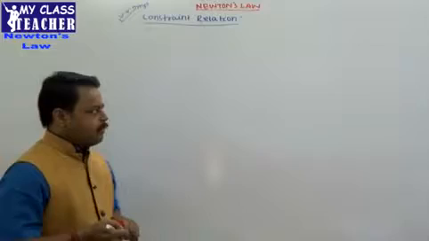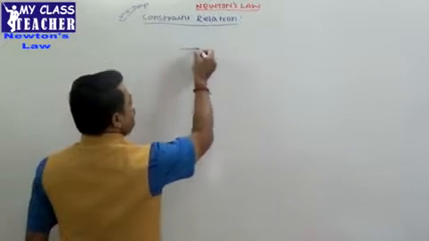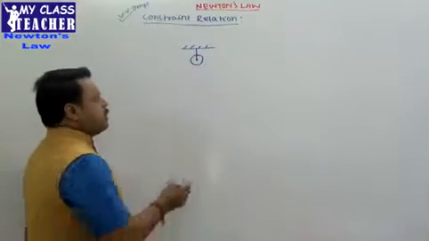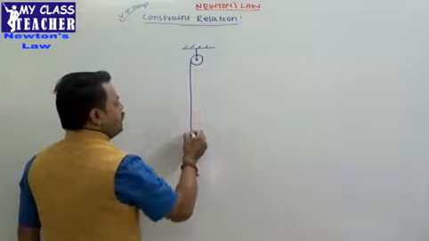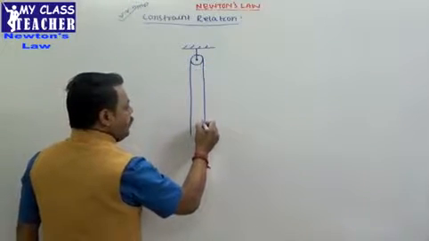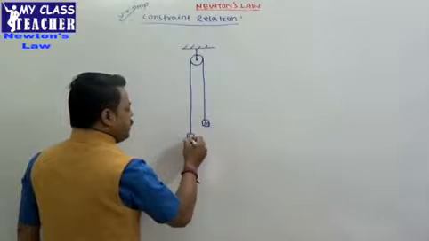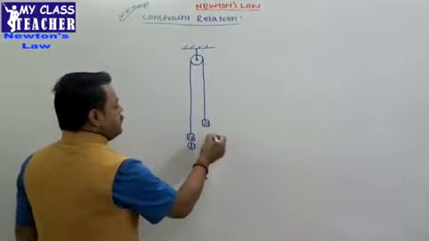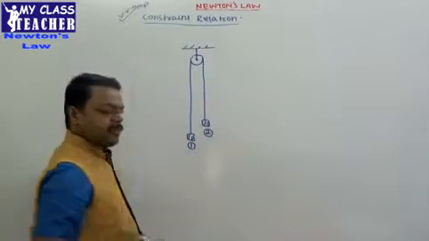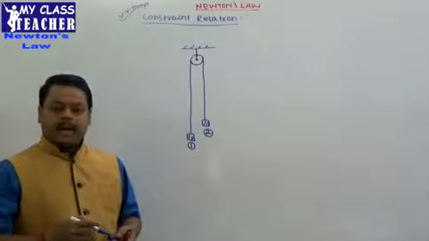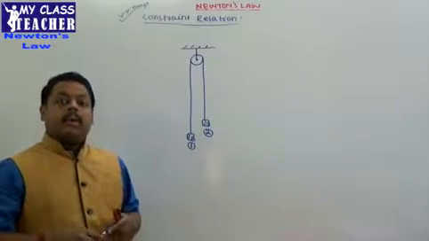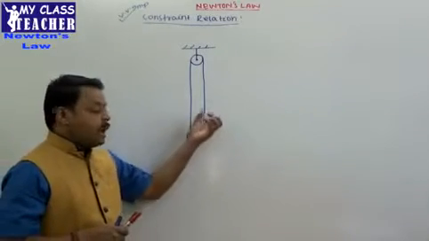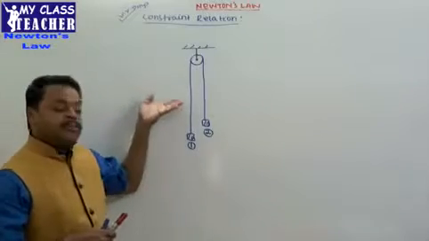I am taking a very simple case, and the simple case is that suppose this is the ceiling here and this is the pulley. Suppose a string is passing over the pulley, and there are two blocks attached. One block is here and another block is here. Suppose this is block number 1 or object number 1, and this is block number 2 or object number 2. Suppose the masses of the two objects are different. Then whenever the system is released from rest, the heavier object will go downward and the lighter object will go upward.